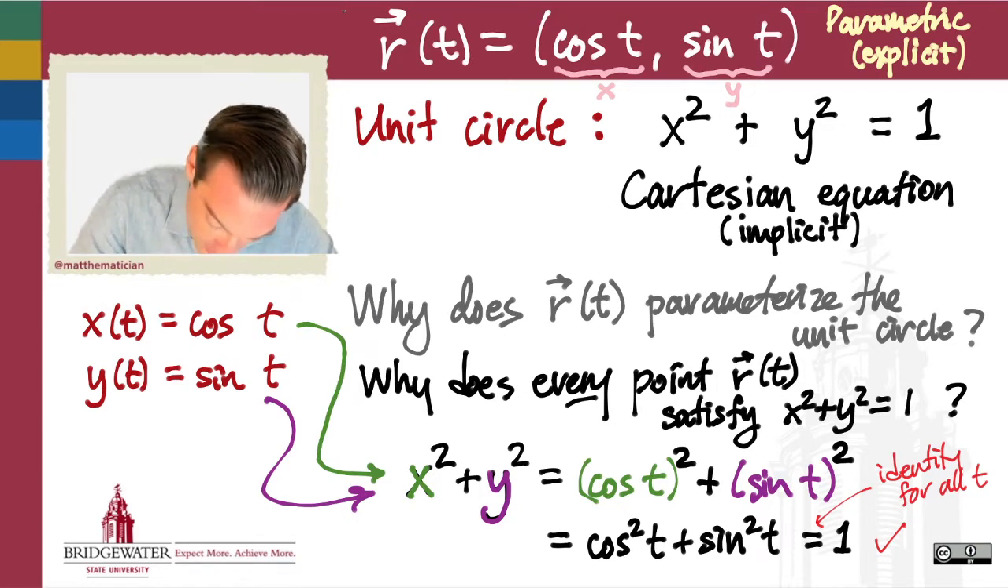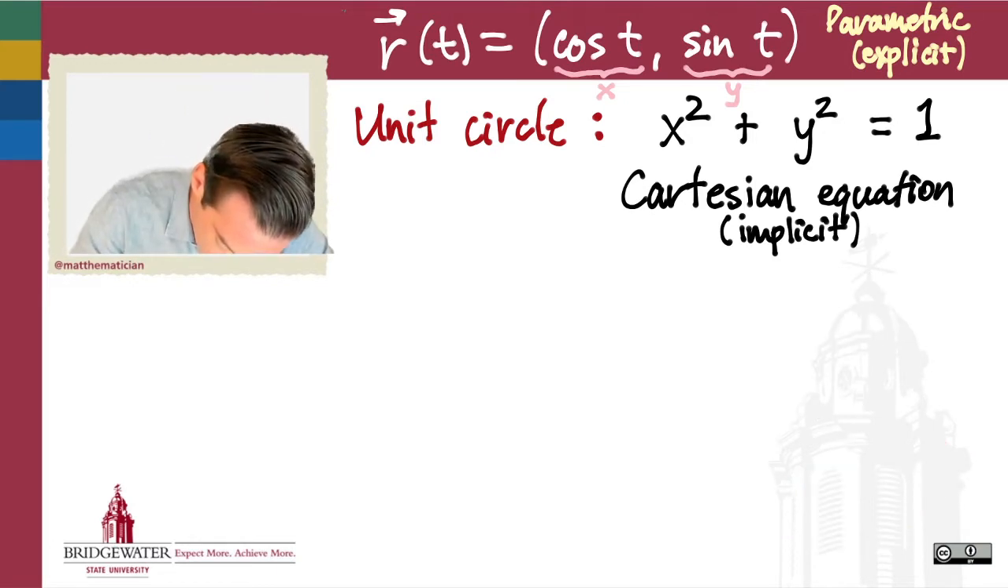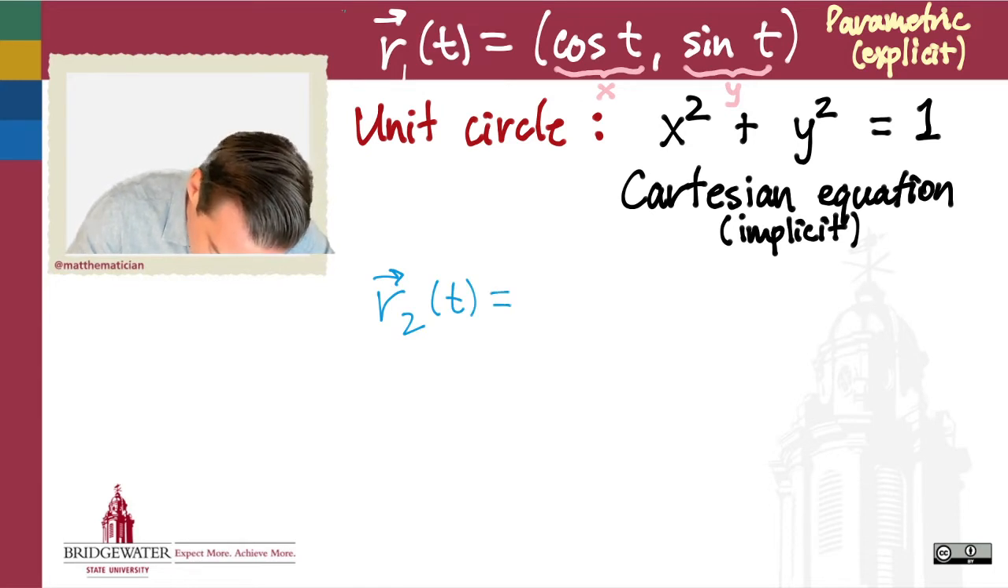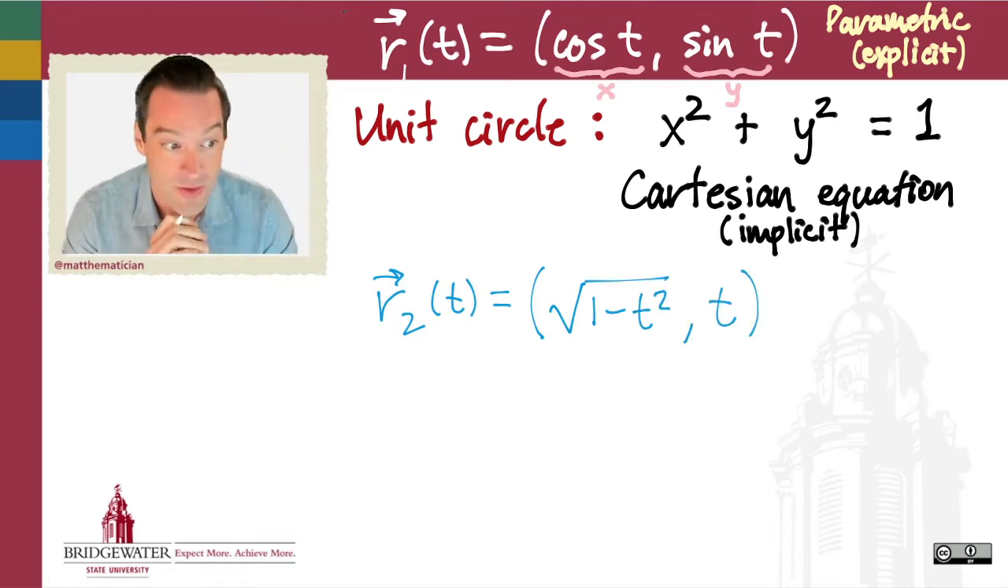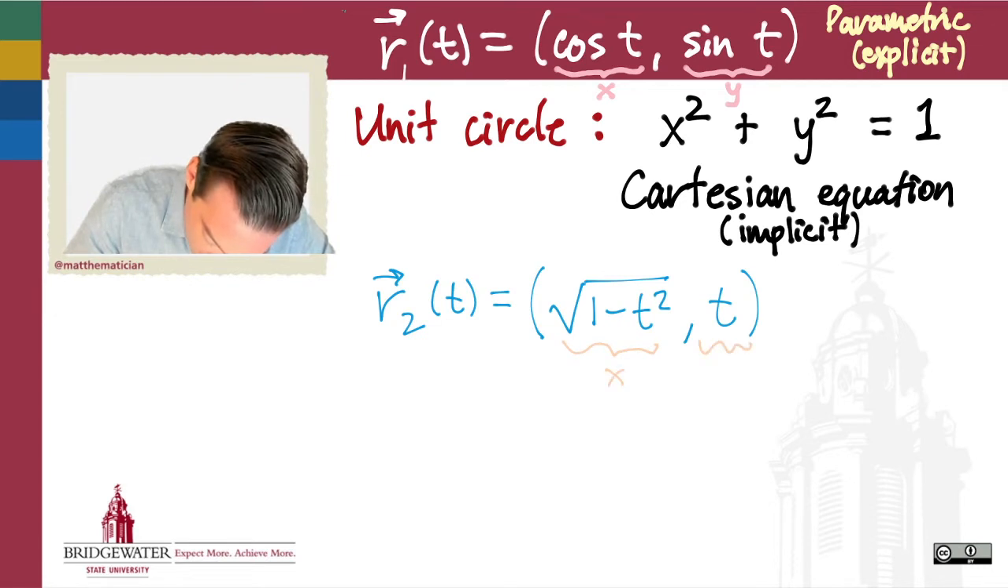I could have, for example, as another way to parameterize this unit circle, let's call this original parameterization R1. I could also pick another parameterization, let's say R2 of t. And let's say that I pick this to be square root of 1 minus t squared, comma, t. So if I gave you that vector-valued function, we could again do the same process to try and verify that this parameterizes a portion of that unit circle.